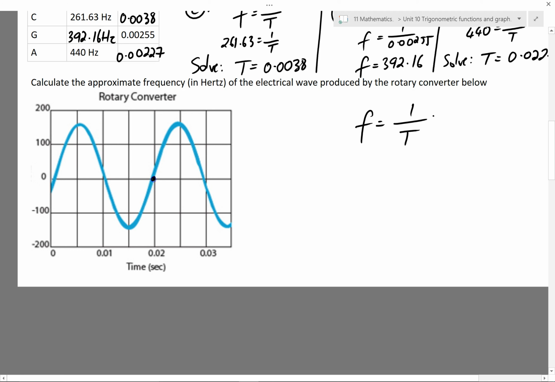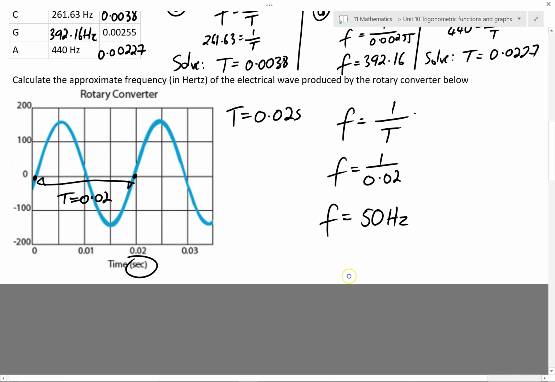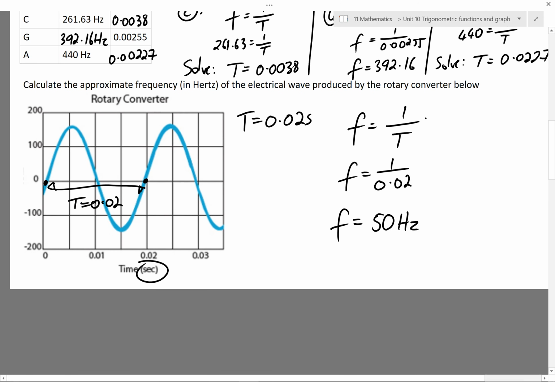So between here and about here is a period. I'm going to say that my period is 0.02. So I'll say T equals 0.02, and I'll be able to substitute this in and find my frequency of 50. Since this time is in seconds, this frequency will be in Hertz. So that's a short overview of how to calculate frequency of periodic functions.